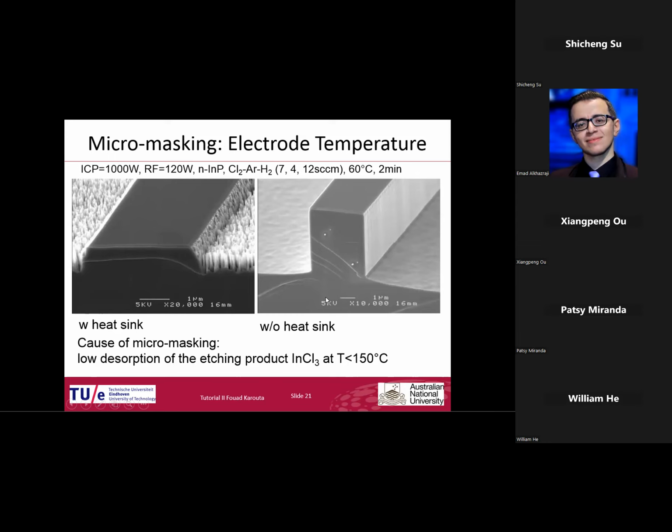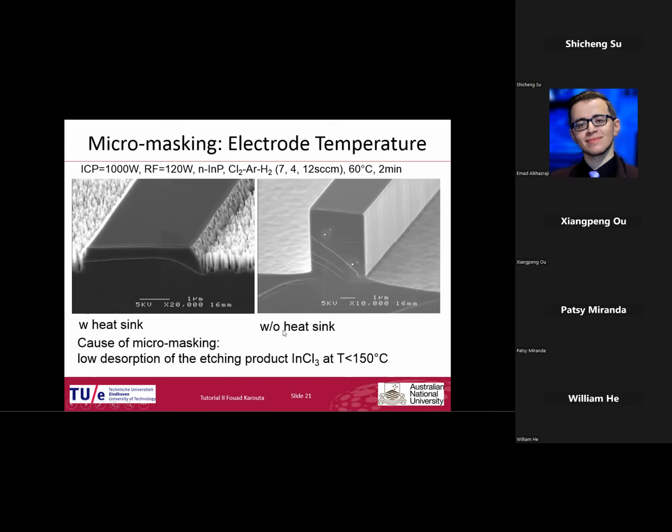So when you are etching indium phosphide, and if you are working at room temperature or here at 60 degrees with this chemistry, you obtain this type of etching with a lot of micromasking, needle forms, and that is all indium phosphide, there's nothing else.